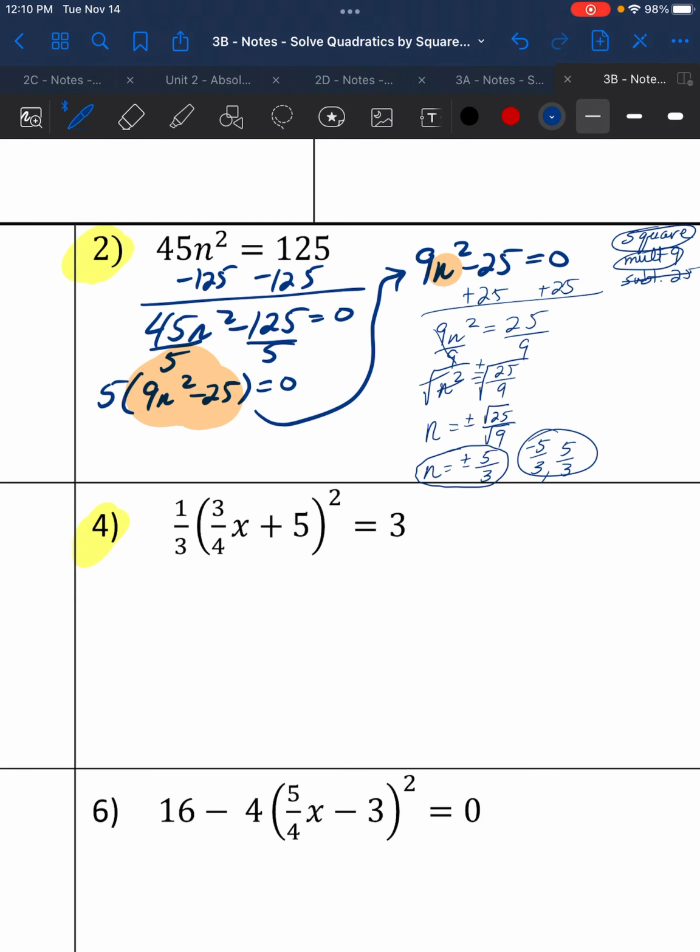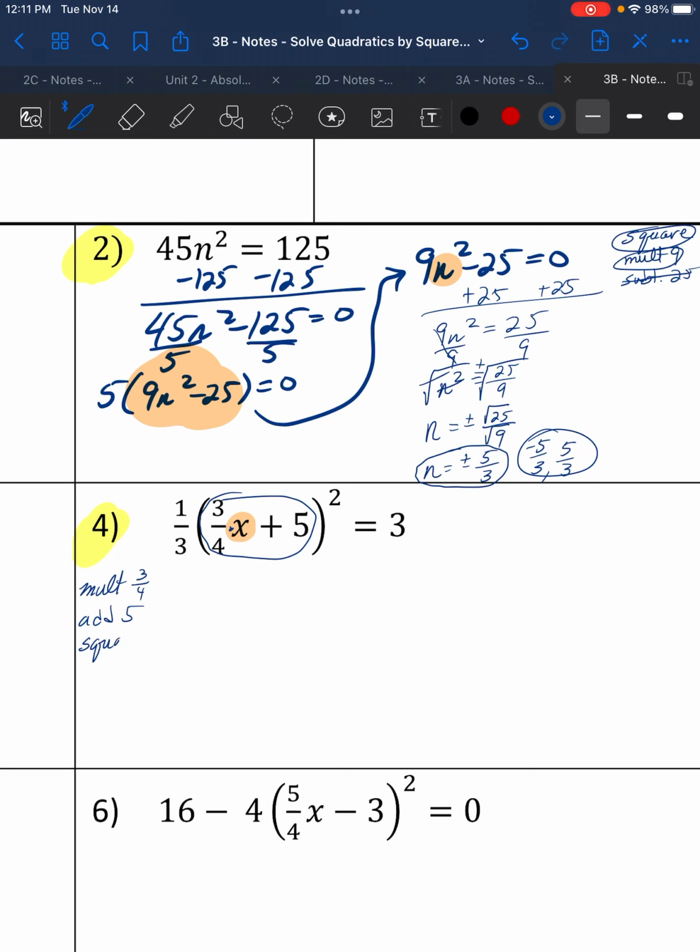All right, and let's talk about number 4. So number 4, can't get it in standard form. There's nothing there, but because we have this exponent, it would be really hard to get it in standard form. But I do see there's only one x in the problem, so I can solve for this. So I need to think about my steps from the x. First thing that would happen to the x is multiply by 3/4. Then it'd be to add 5.